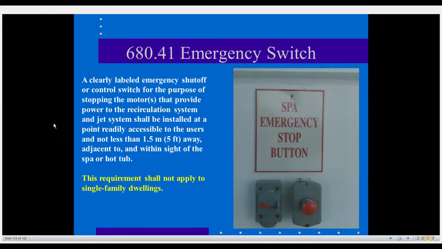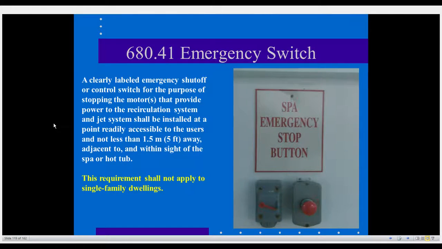All right, 680.41 emergency switch. So when we're not dealing with a single family dwelling here, we're dealing with all other applications where you might have this spa location. All right, and so what we're dealing with is a clearly labeled emergency shutoff or control switch for the purposes of shutting off the motors that provide power to this recirculation system and jet system. Shall be installed at a point readily accessible to the user and not less than 5 feet away, adjacent to and within sight of the spa or hot tub.